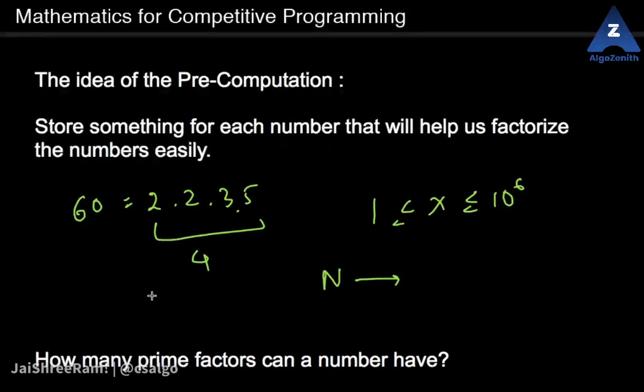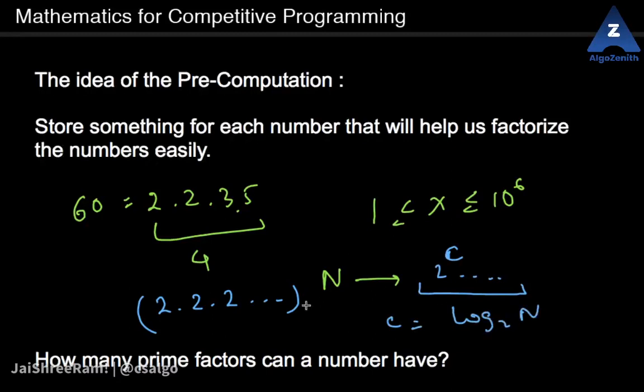Why? Let's say for this n, the smallest prime it can take is 2, 2, 2 and so on. Let's suppose a lot of 2's make this n. So the number of 2's over here would be 2 to the power count, and count will be equal to log 2 of n. Even if all the factors are 2, the maximum number of factors that you can get is around log n. So the number of prime factors for any number n is bounded by order log n.